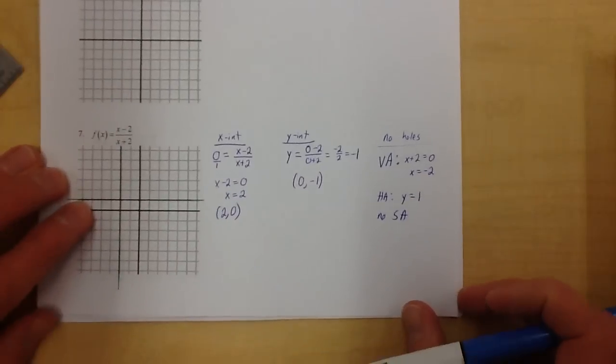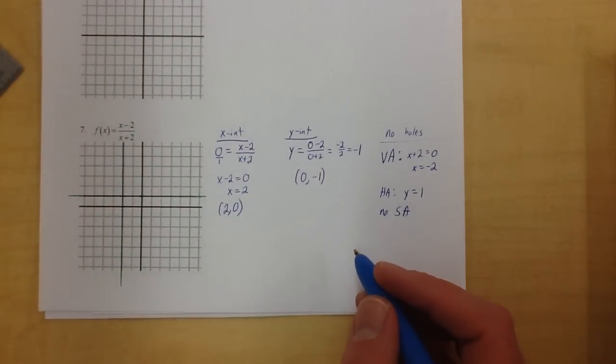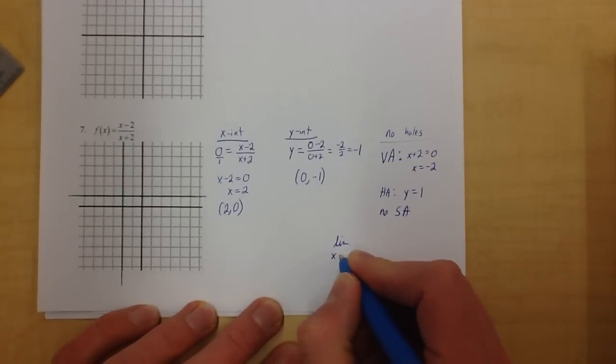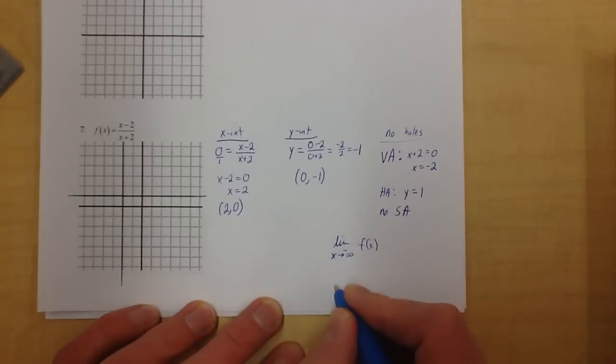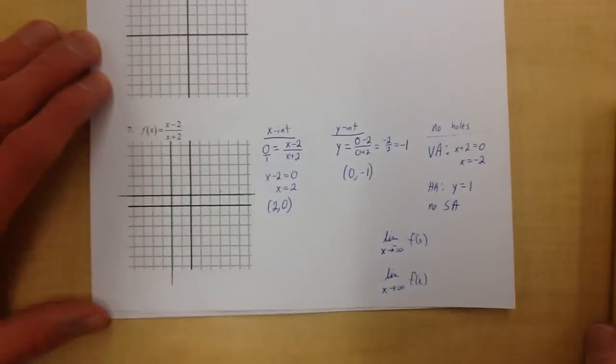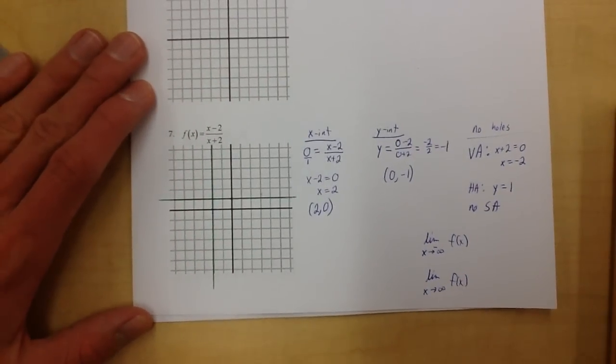Okay, one more thing to find. Well, two more things. I didn't do this on number 5, and I forgot. I'm going to go back and do it. The limit as x approaches negative infinity of f of x. The limit as x approaches positive infinity of f of x. So let's finish graphing it. I don't need the graphing calculator anymore.